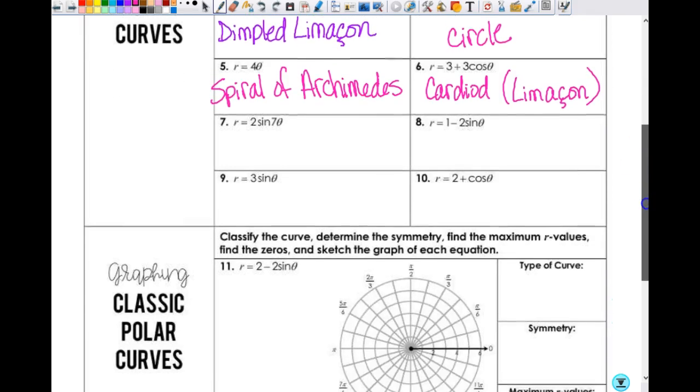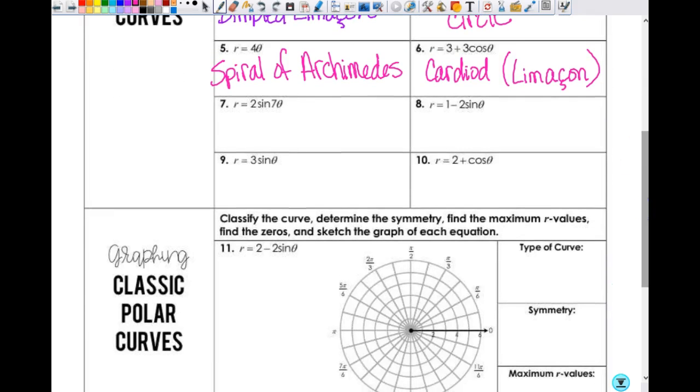What about number 7? It's a rose. How many petals? 7. Good. So this is a 7-petal rose. That's an odd number, so that is the number of petals.